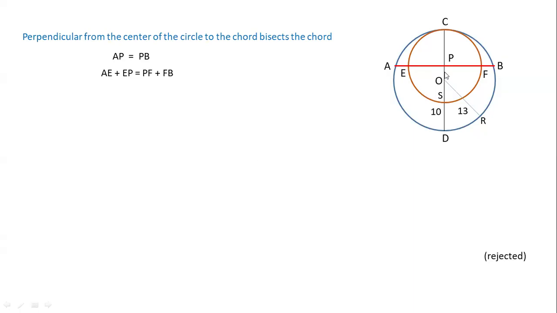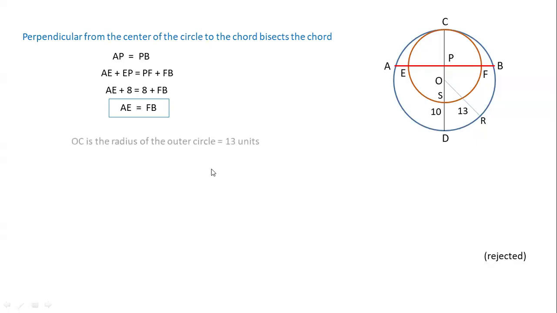Now, PE and PF are the radius of the inner circle, which we know is 8 units. So AE plus 8 is equal to 8 plus FB. The 8 cancels, so you get AE is equal to FB. This is one of the conditions, so let's keep this.